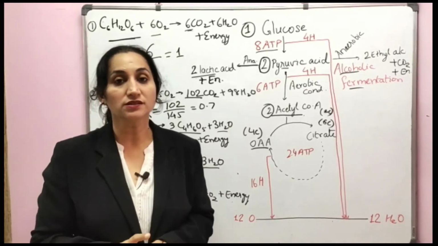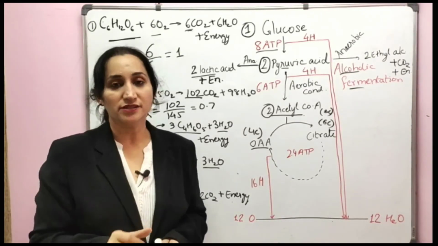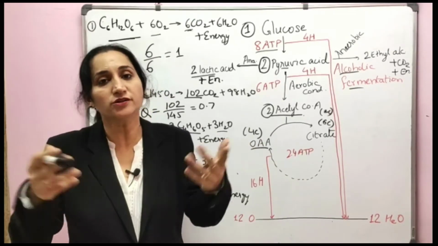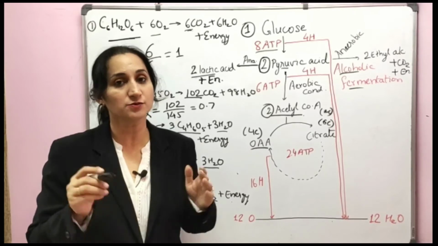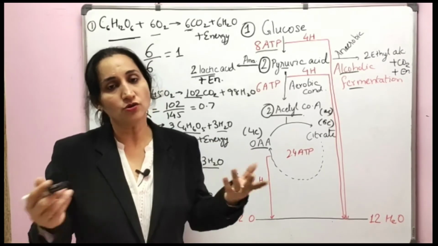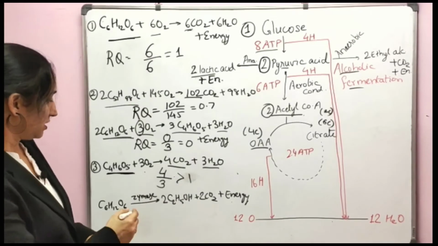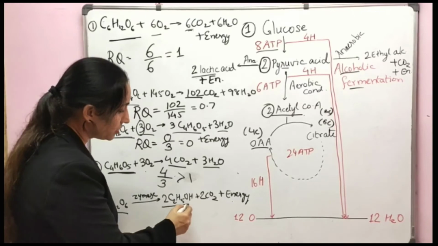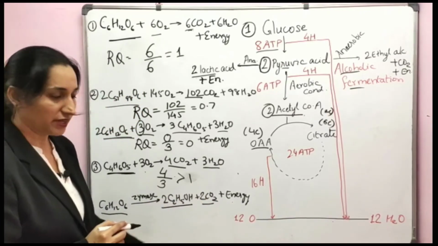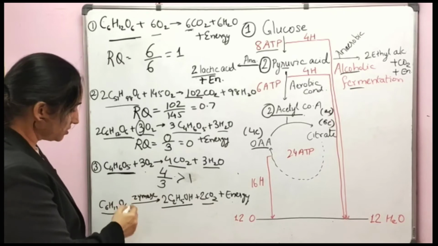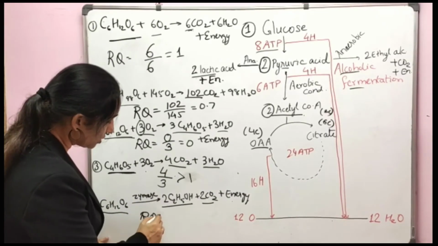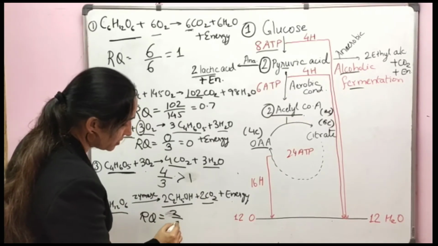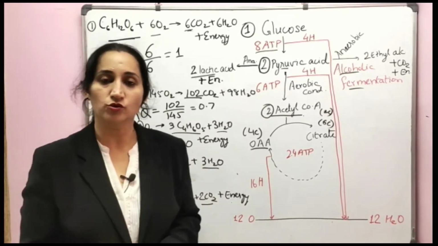Similar is the case with anaerobic respiration, in which RQ is more than 1. In anaerobic respiration, oxygen is not at all utilized. Anaerobic respiration means respiration in the absence of oxygen. So oxygen is not at all utilized. In the presence of zymase enzyme, carbohydrate gets converted into ethyl alcohol and carbon dioxide and energy is released, but no oxygen is utilized. So what will be the RQ? Carbon dioxide divided by no oxygen. So obviously it's more than 1.